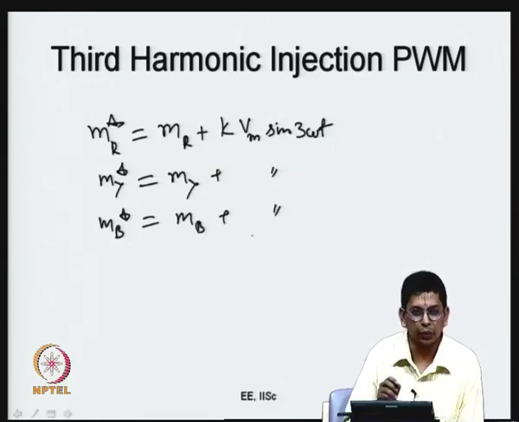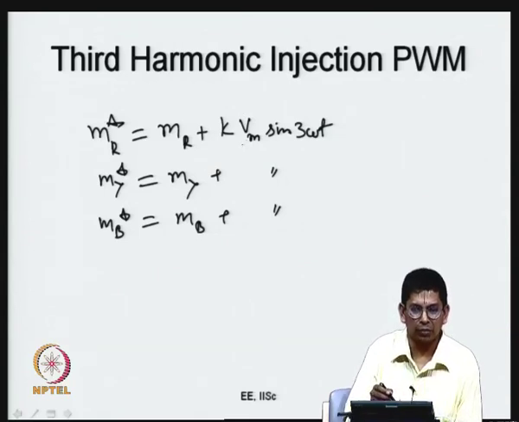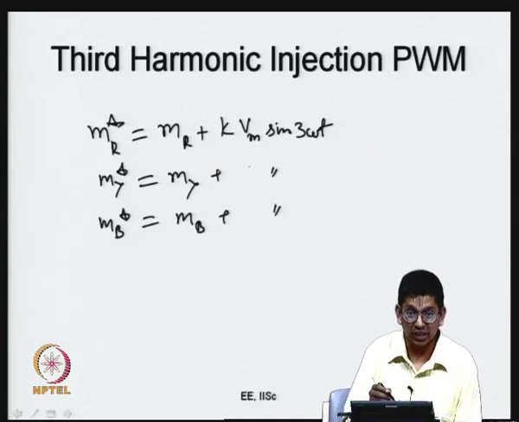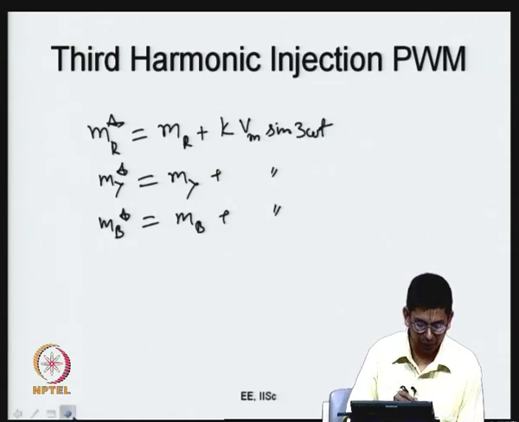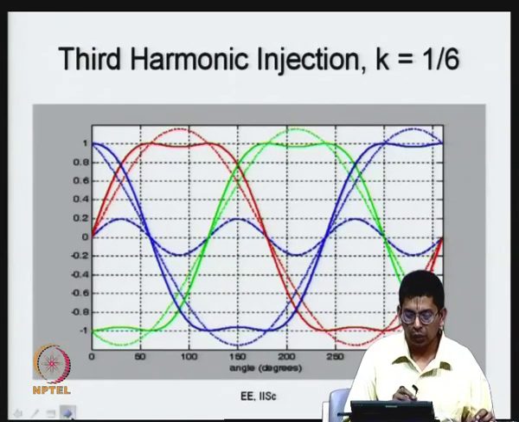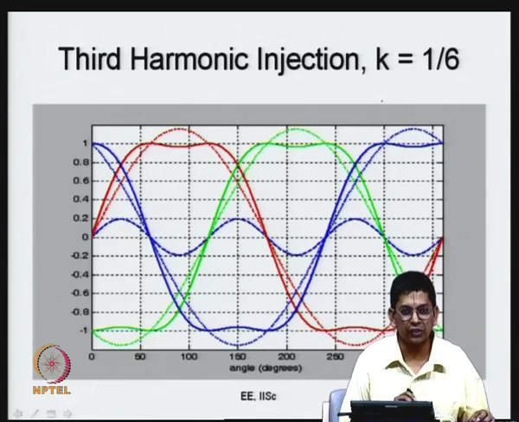Now this K is a constant, or it can be varied. K is a small number, you can take it as 0.15 or whatever. K equals 1/6 is what would give you the best DC bus utilization. It is good to produce a high amount of AC voltage with whatever DC you give. That is something we will discuss a little while from now. So this is the third harmonic injection, that is K is equal to 1/6 now. I am showing it with K equals 1/6.